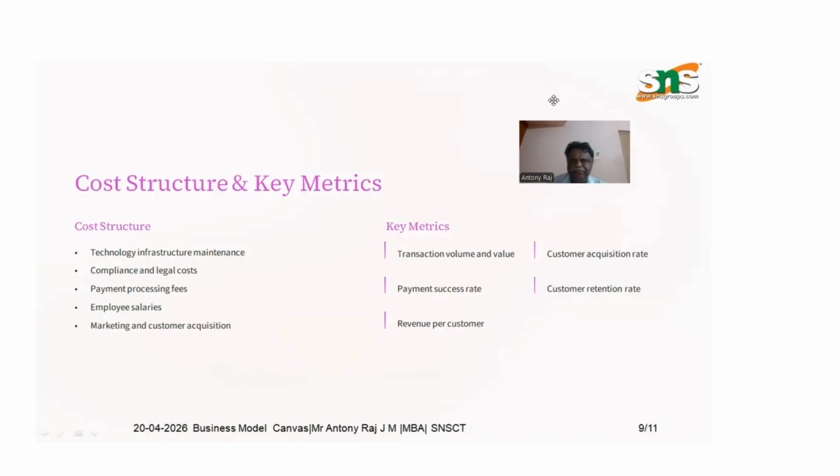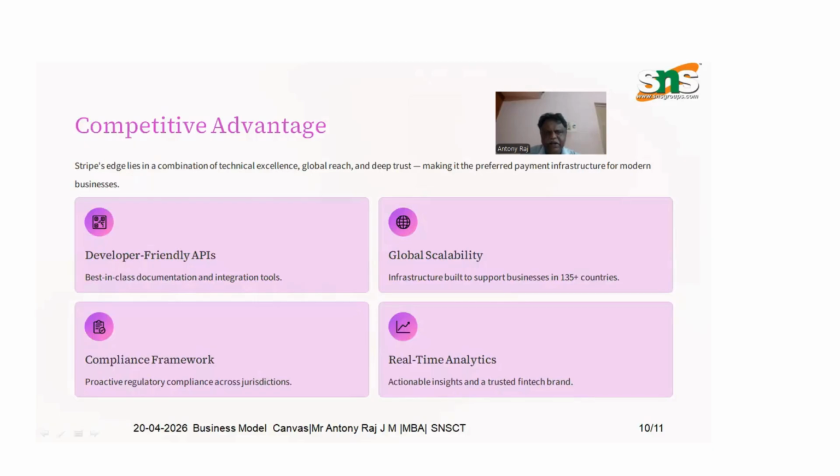Next, what is the competitive advantage, another key part of the BMC? The developer-friendly APIs were a very key competitive advantage. They were also very proactive with their framework across various geographies. Their compliance was extraordinary. They provided real-time analytics, which many applications didn't have. And they were able to scale globally, operating in 135 countries.